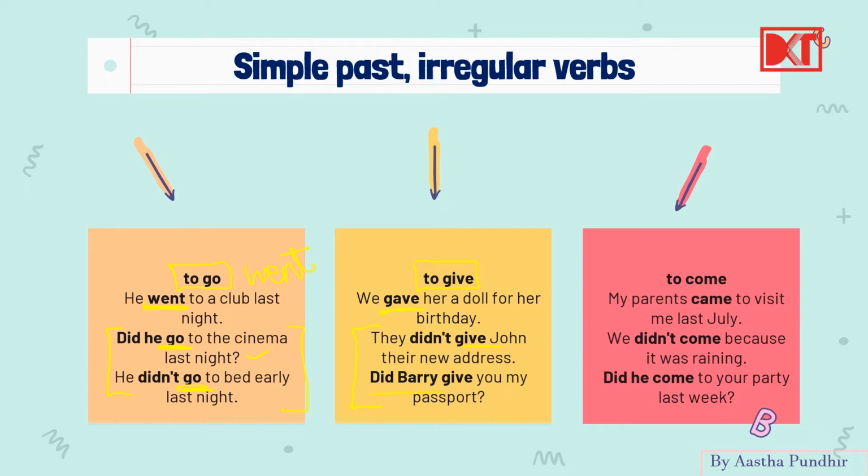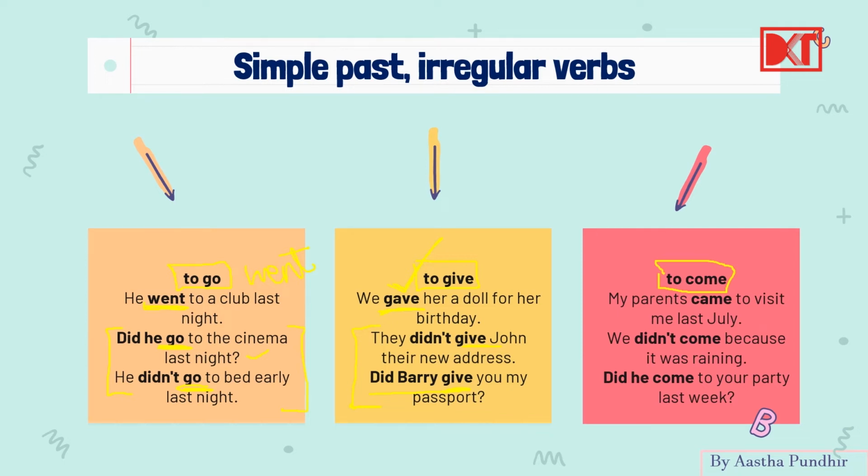For question also, did Barry give, which means the original form. Did Barry give you my passport? And for the rest of them, we use gave when there is no did to be used. I gave her, you gave, he gave, she gave, it gave, we gave, you gave, they gave. Alright, we use gave.